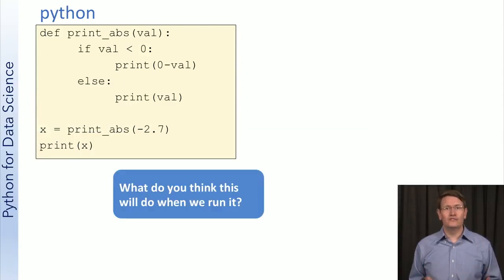All right, let's do another example. Here I've changed our function to print the absolute value of the parameter instead of returning the absolute value. What do you think will happen when this runs? This is a bit tricky, so pause, take a moment to think about it, and come back.